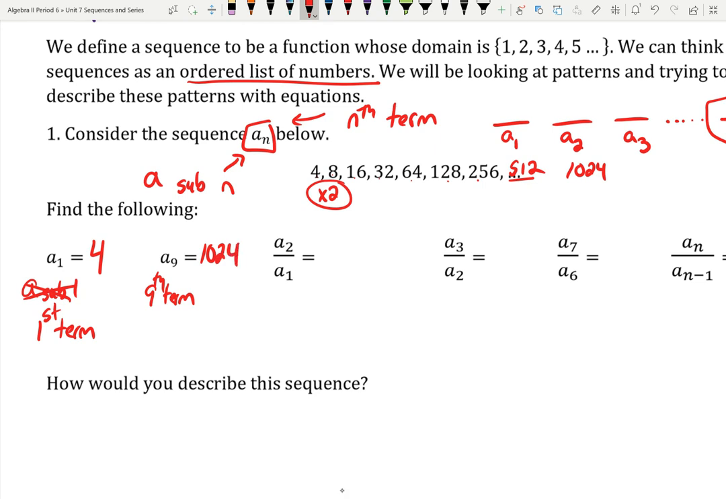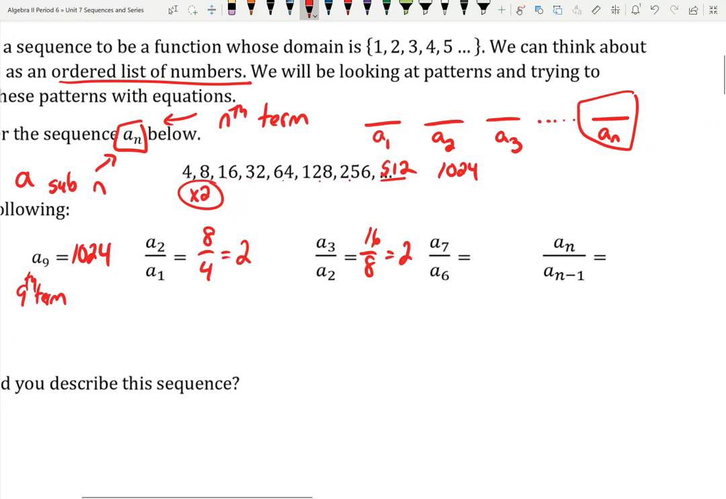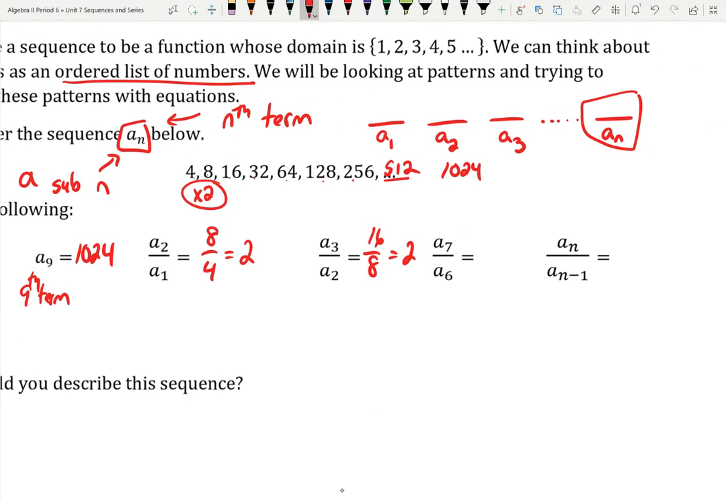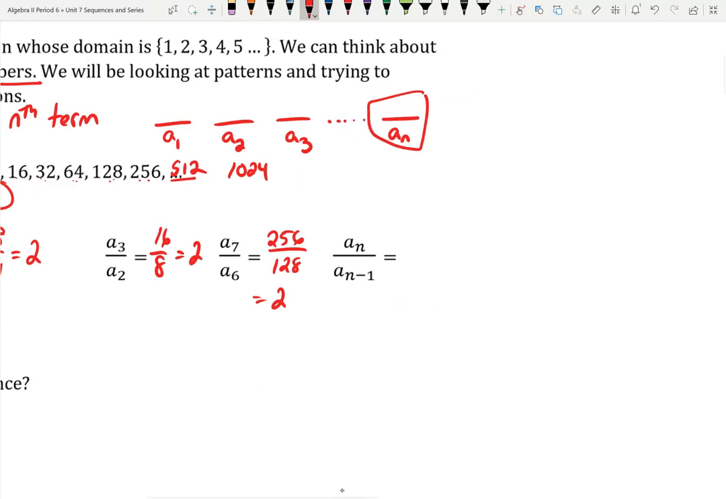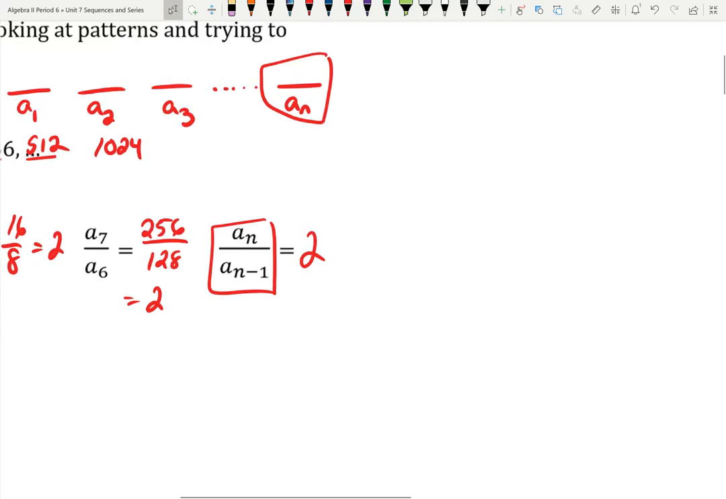So here I want to do the second term over the first term. 8 divided by 4 is 2. The third term over the second term. 16 over 8 is 2. That ratio is 2. 7 over 6. Well, 1, 2, 3, 4, 5, 6, 7. Seventh term over sixth term. Guess what? It's 2. So what the heck is this ratio here? Well, the answer is 2. Hopefully, if you're following the pattern, it better be 2. But why is it 2?